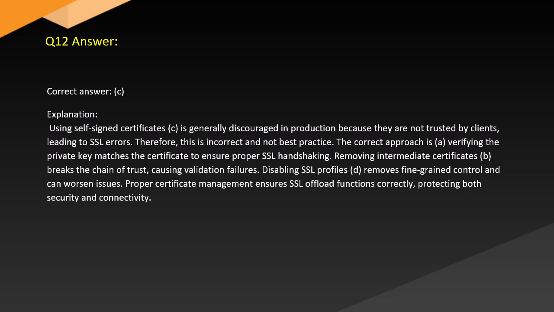Removing intermediate certificates, B, breaks the chain of trust, causing validation failures. Disabling SSL profiles, D, removes fine-grained control and can worsen issues. Proper certificate management ensures SSL offload functions correctly, protecting both security and connectivity.